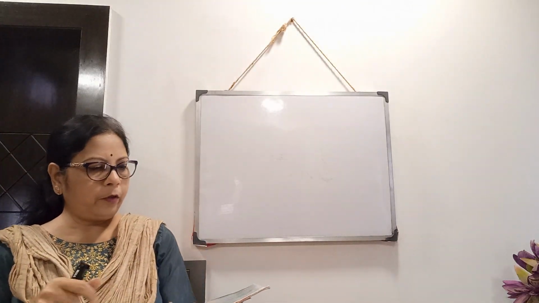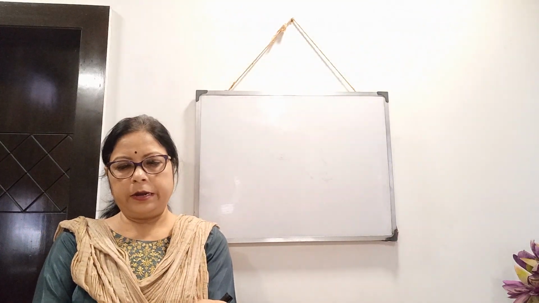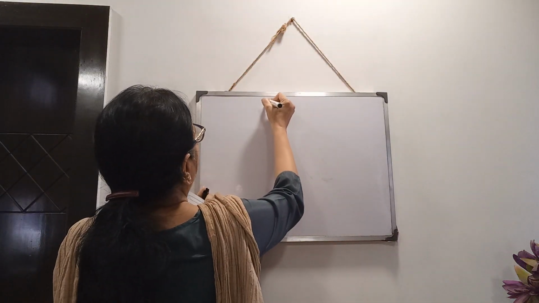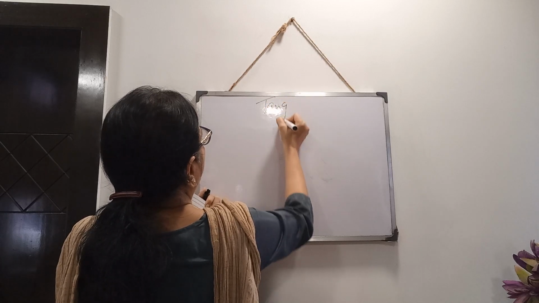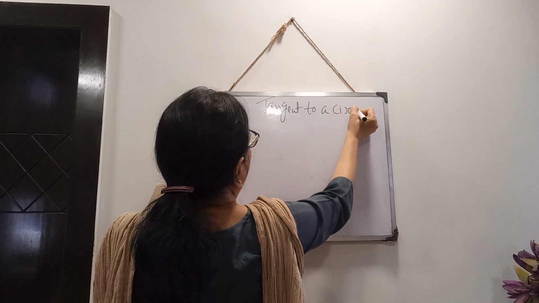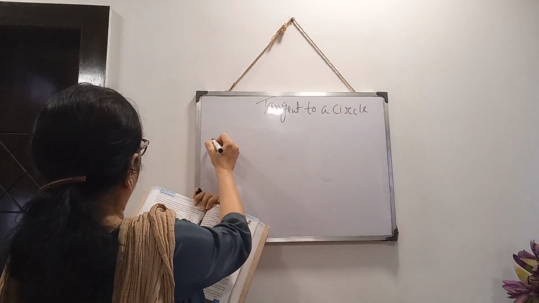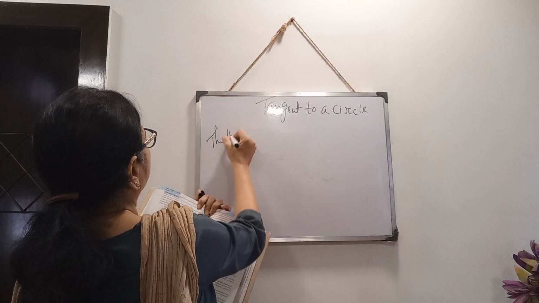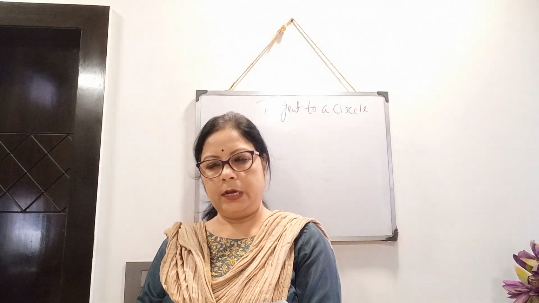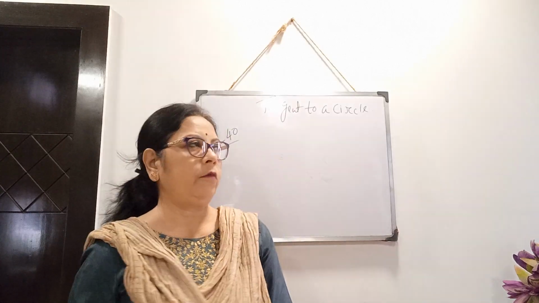In this video, I will be explaining theorems related to tangent to a circle. Theorem number 40. The statement is that the tangent to a circle at any point on it is perpendicular to the radius passing through the point of contact. Okay, first I am drawing.